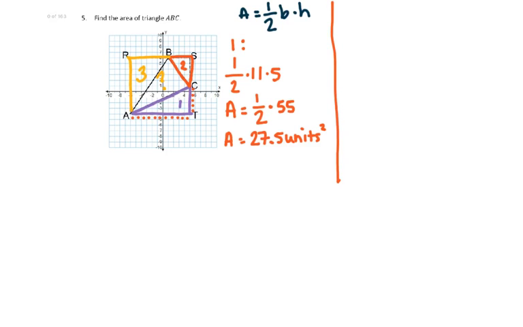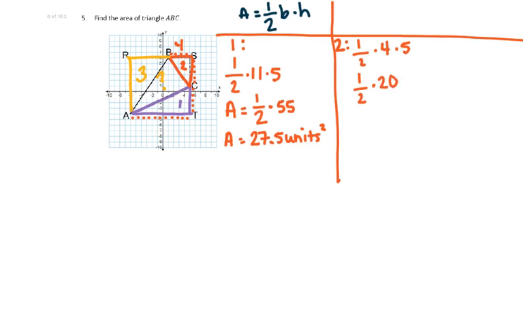So I'm going to break this up so that I can find the area of the other triangles. So let's now look at the area of the second triangle. We've got a base of 1, 2, 3, 4 units. So 1/2 times 4 times the height of our triangle, which is 1, 2, 3, 4, 5 units. So we've got 1/2 times 4 times 5 is 20. So the area of our triangle, half of 20, is 10. So the area is 10 units squared.